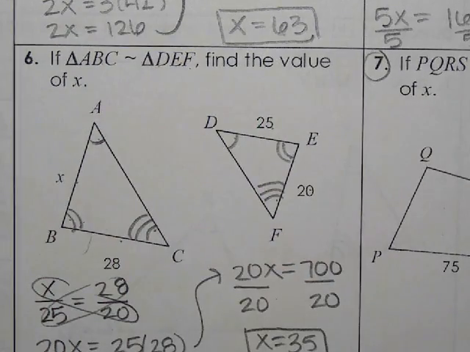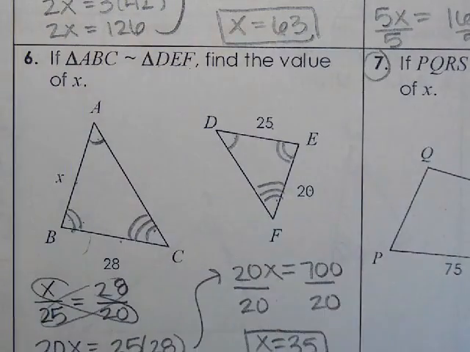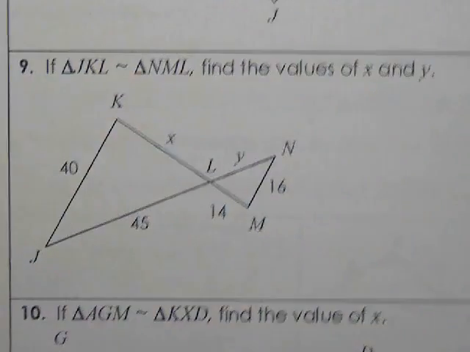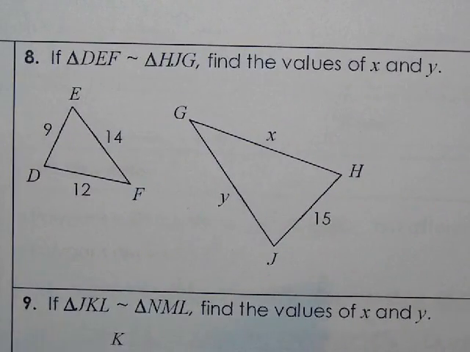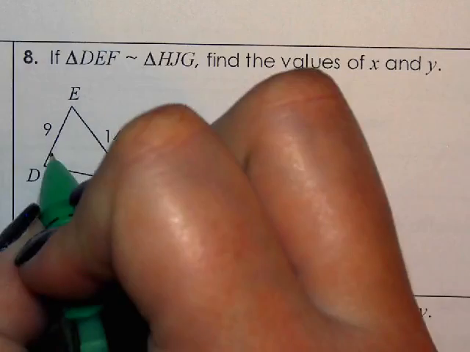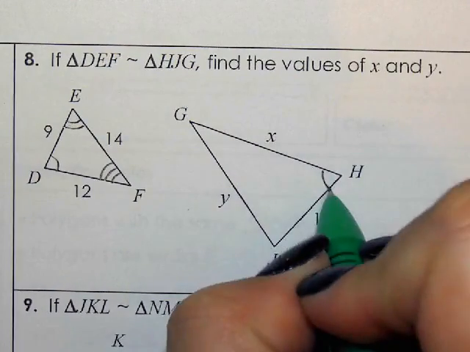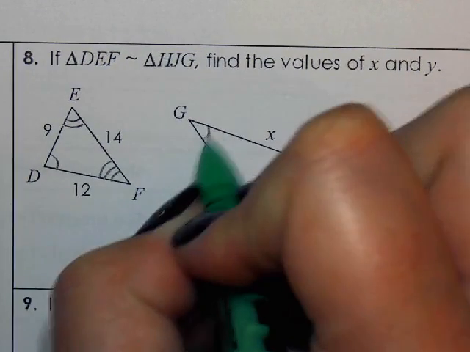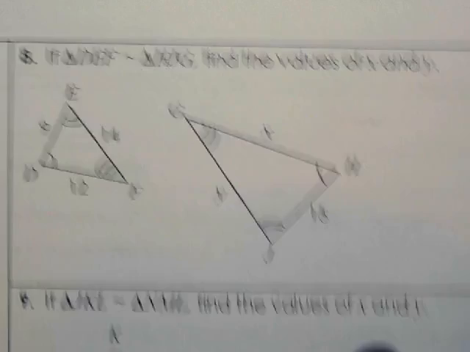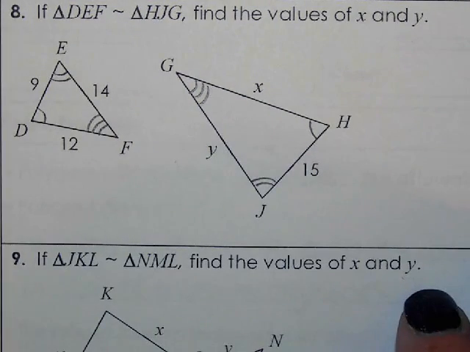Okay. Let's go ahead and turn to the next page. So there's a little bit of a strategy with problems like number 8. Again, I'm going to start off by labeling my angles, D, E, F, H, J, G. And what I want to do first, because we have 2 variables, is figure out which sides have no variable at all. Which sides are a number on one triangle and a number on the other triangle.